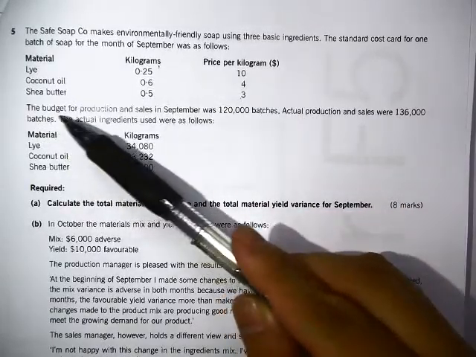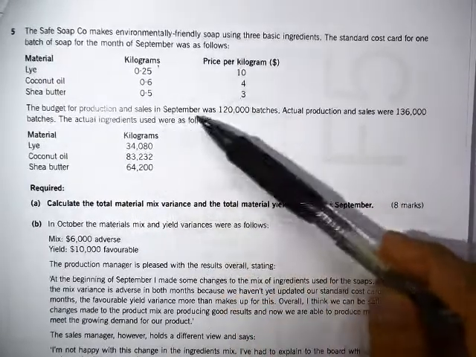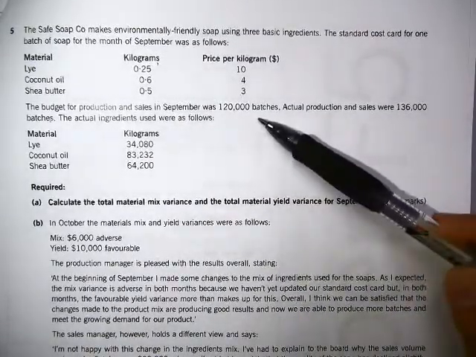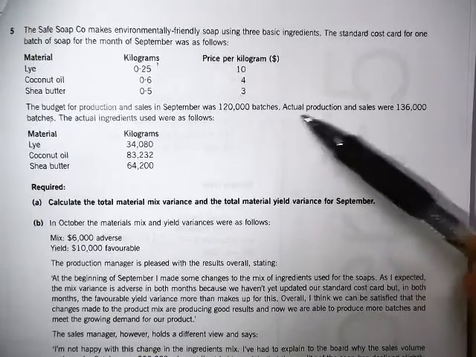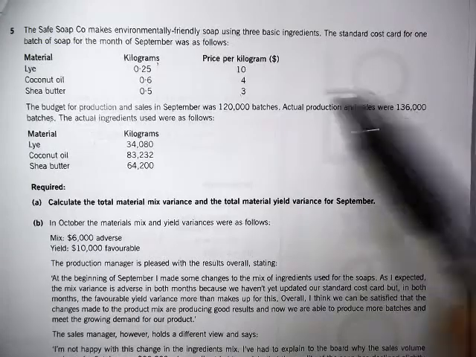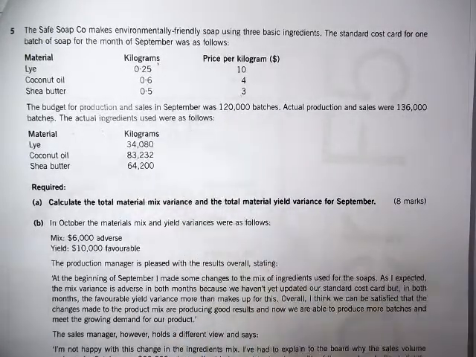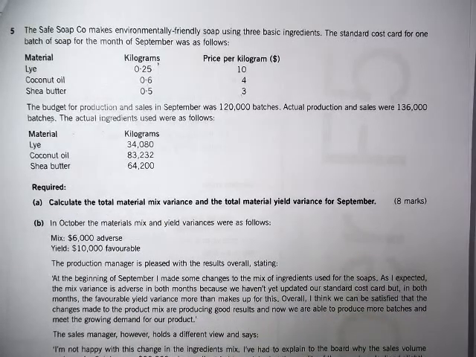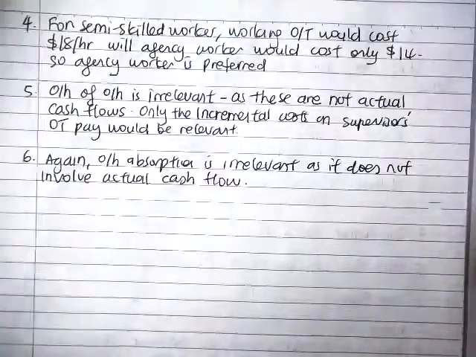The budget for production and sales in September was 120,000 batches, and the actual production and sales were 136,000 batches. Now the actual ingredients used were as follows. When you want to do mix and yield, you just need the table and fill in the blanks. So it's 8 marks. I think it's a pretty straightforward question that you can score very well.